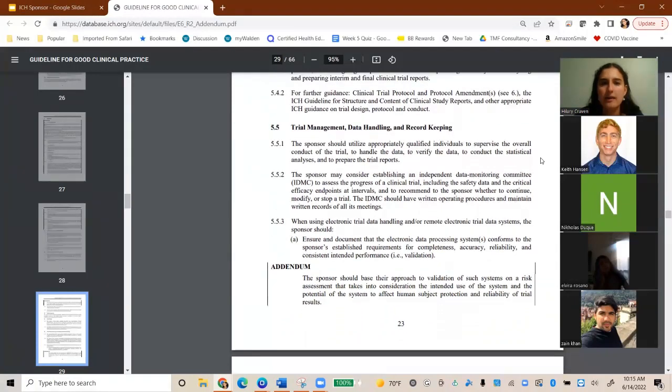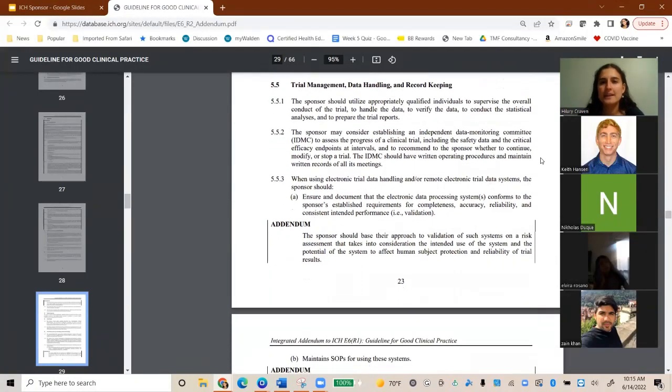Okay, 5.5, trial management, data handling, and record keeping, right? Record keeping is TMF, and so we always want to perk our ears up when we hear this. Again, making sure there are qualified individuals to conduct the trial, handle the data, verify the data, and conduct statistical analysis and prepare the trial reports.